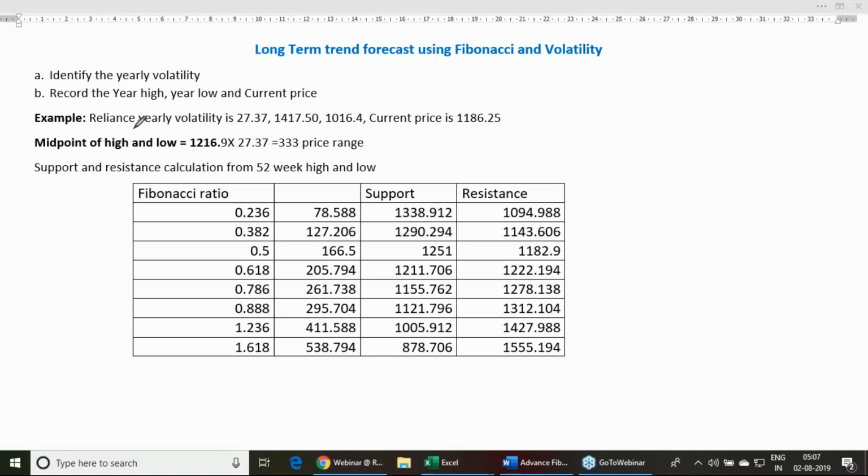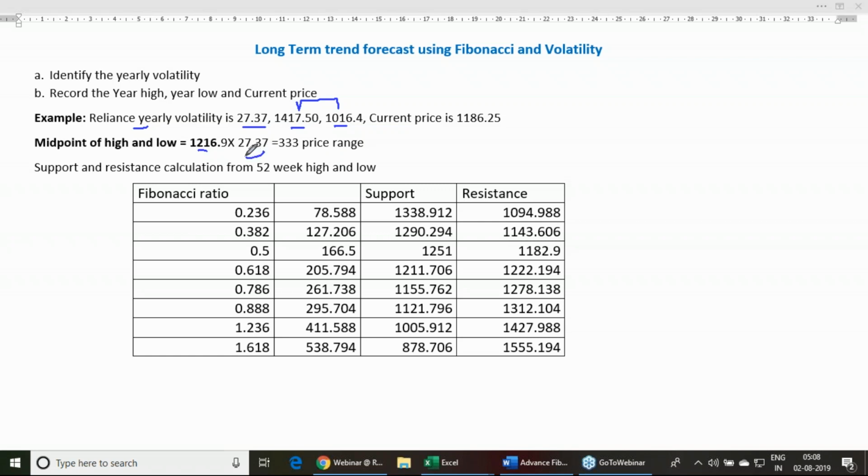I have just found an example. I have taken Reliance. I have calculated the yearly volatility as 27.37%, and it has made a high of 1417 rupees 50 paisa and a low of 1016 rupees 40 paisa, and currently it is trading at 1186 rupees 25 paisa. I am taking the midpoint of this high and low, because I need to take the calculations from a neutral point. So 1417.5 added with 1016.4 divided by 2 gives me the value 1216 rupees 90 paisa.